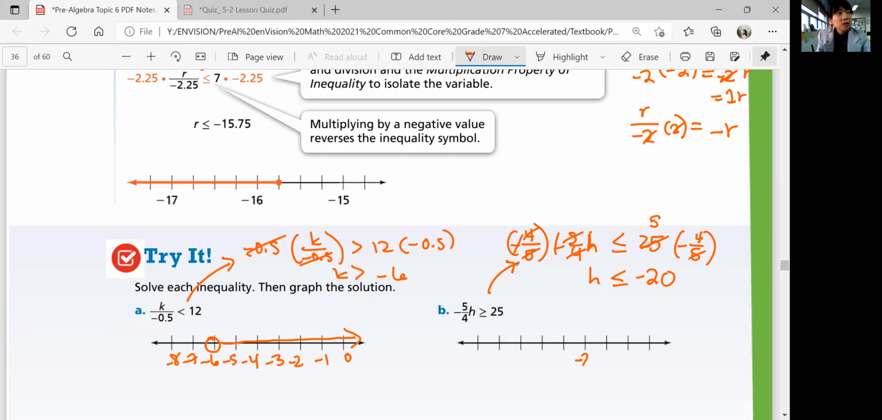You can just label -20 here, and that's -40, -60. Oh wait, if that's -20 and -40, that's going to be 0. Okay, so you're going to shade the circle on the -20, and your h is less than, so your arrow goes to the left.